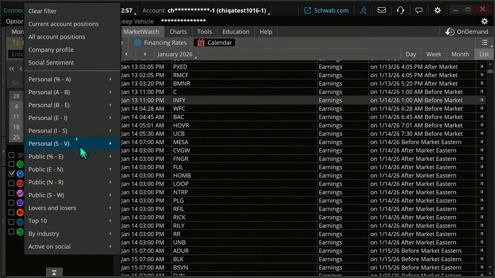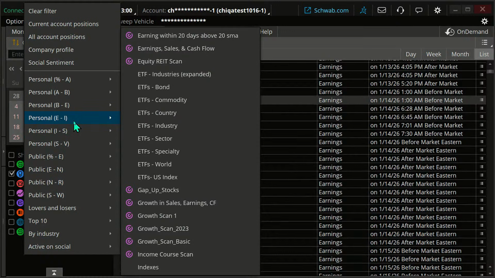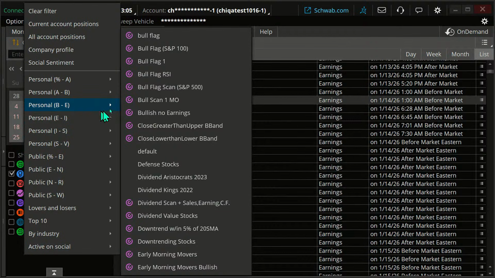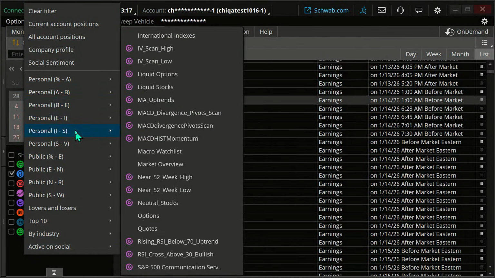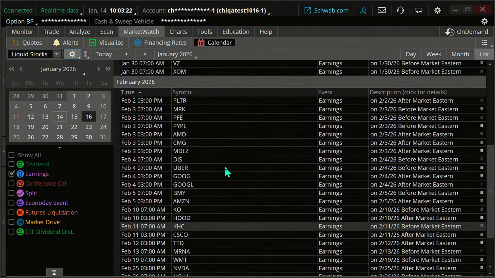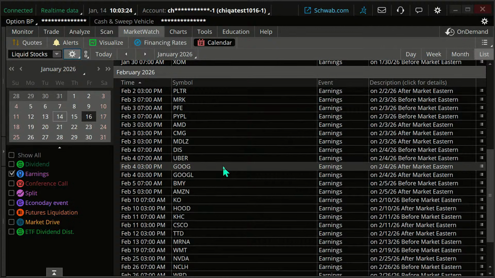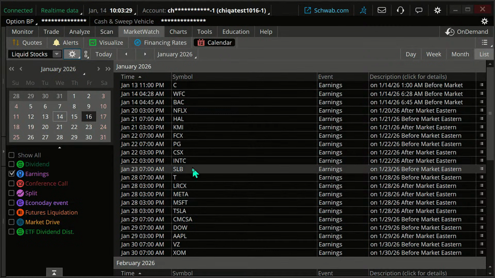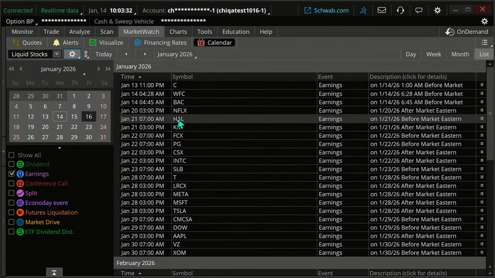So for example, if you go to a personal watch list and you've created a watch list and you want to look for earnings on that watch list, I have one that's, I don't know, Bull Flag RSI or whatever. You click on that and you see the earnings calendar for that. Or for example, I have one that is just called liquid stocks. It's going to show me just the stocks that are on that watch list that are on the earnings calendar here and the days they come out. So that's narrowed it down quite a bit, right?